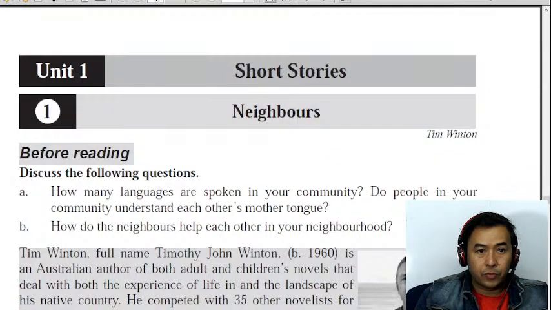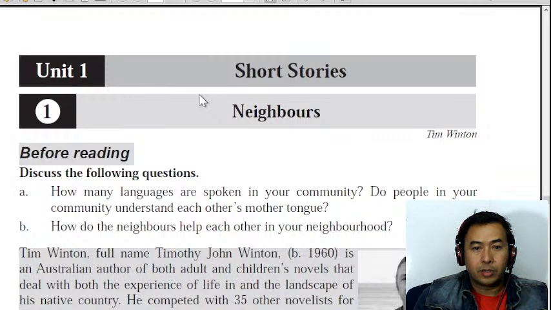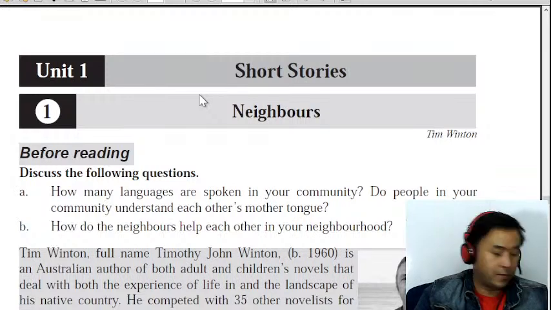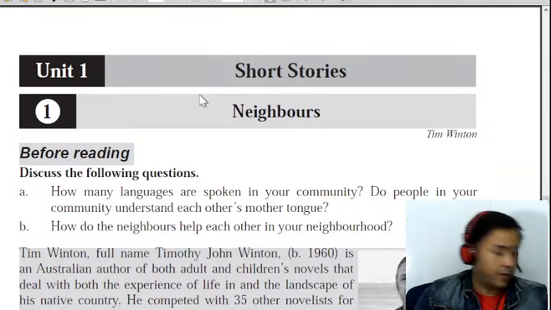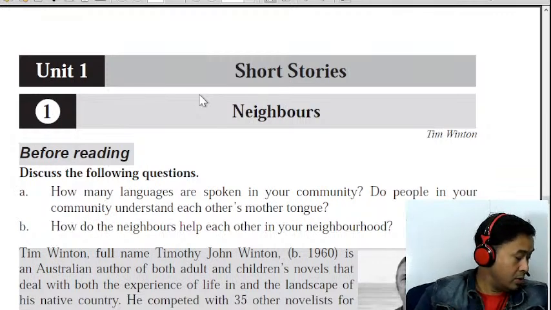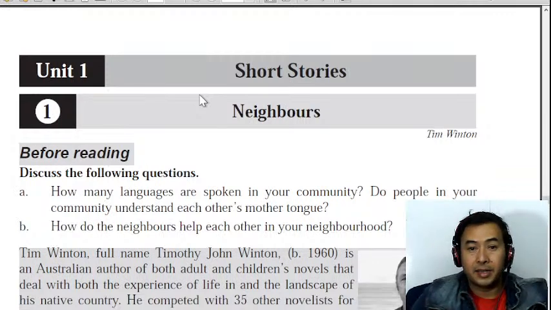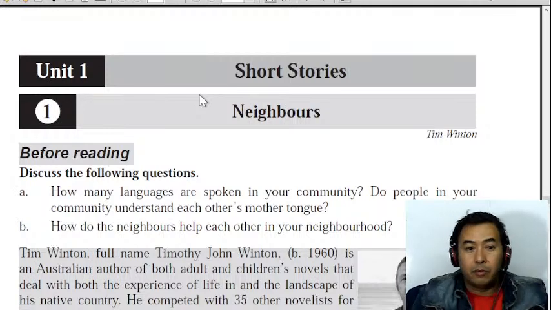Okay, so we do have the first lesson. Short stories is one of the genres, out of 4 different genres that are published in CDC's book. We have the first one in the first unit as short stories, where we have 7 stories to learn, and the first one that we are going to learn is Neighbours by Tim Winton.